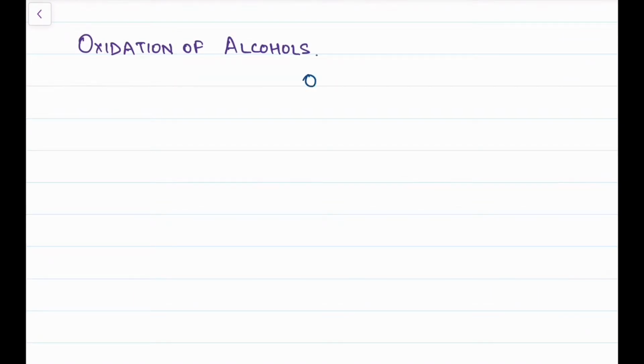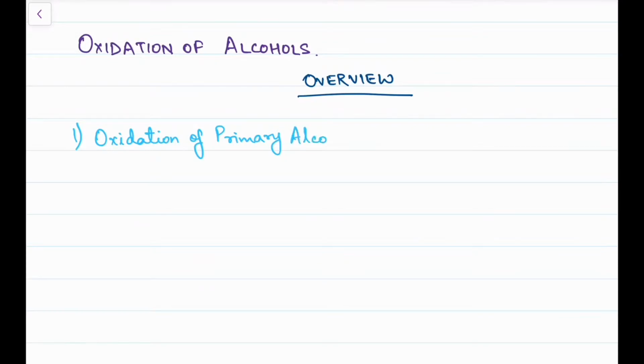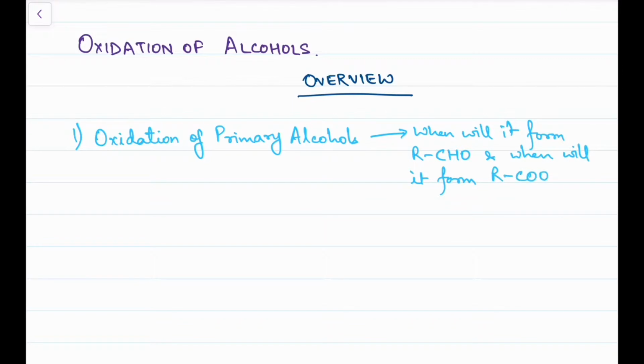Today we're going to study oxidation of alcohols. First, let me take you over the overview so we know what we're going to study in this video. First, we'll cover oxidation of primary alcohols. When does it give you RCHO and when will it give you RCOOH? That is, when will a primary alcohol on oxidation form an aldehyde and when will it form an acid?